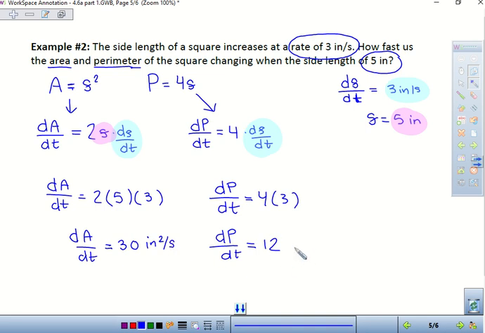And perimeter is just going to be what? 12 inches per second. So perimeter is just a length. In reality, it's just 4 lengths added together. There's no squared units on that. And then don't forget, anything that's per time is going to be per time, whether it be minutes, seconds, hours, whatever.